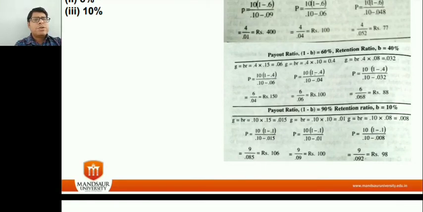When the payout ratio is 90% and the retention ratio is 10%, the share price is 106 for the growth firm, in the normal firm it is 100, and in the declining firm it is 98. So both models, Walter and Gordon, represent the same valuation and the same ratios, and the normal firm is not affected by the payout ratio and retention ratio.